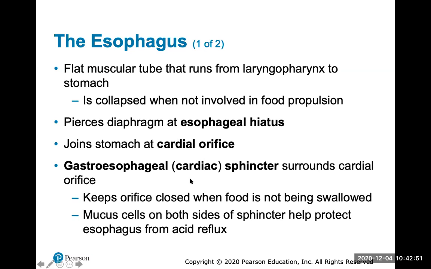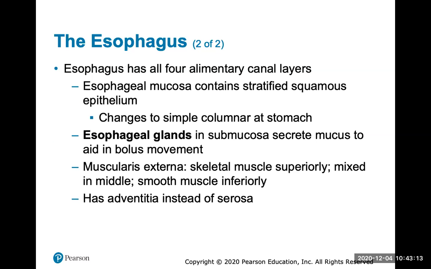The esophagus itself is a flat muscular tube. It pierces the diaphragm at what we call the esophageal hiatus, and it joins the stomach at the cardial orifice. The gastroesophageal sphincter surrounds the cardial orifice. It helps to keep it closed when food is not being swallowed, and mucus cells on both sides of the sphincter help protect the esophagus from acid reflux because the stomach is very acidic.